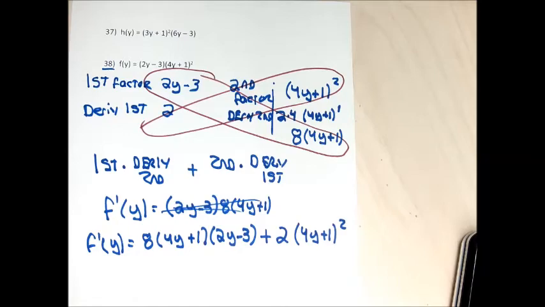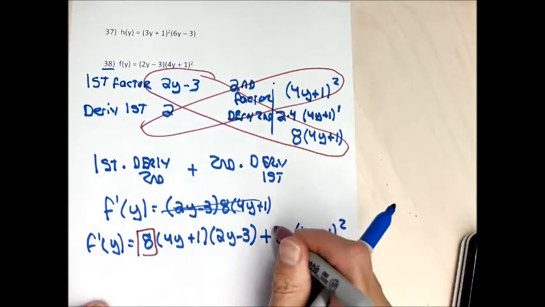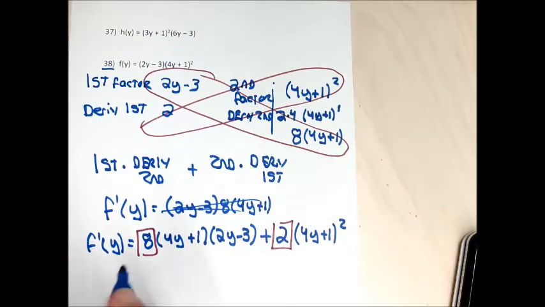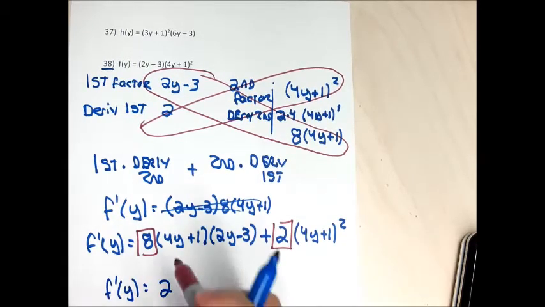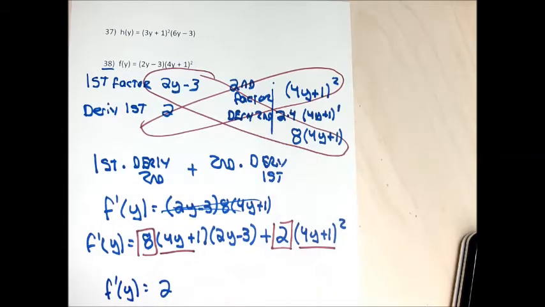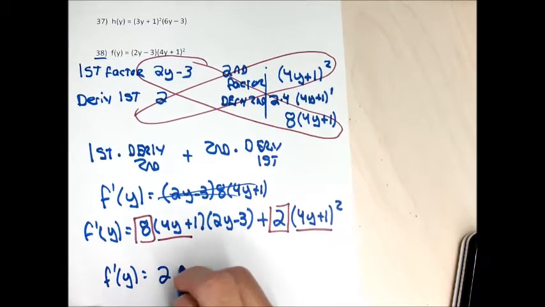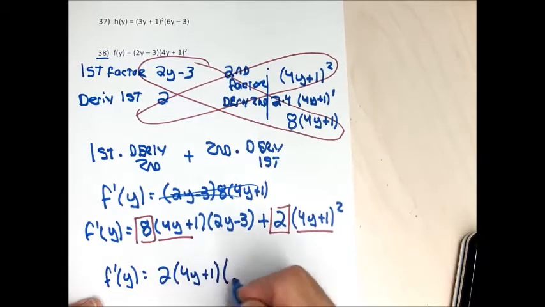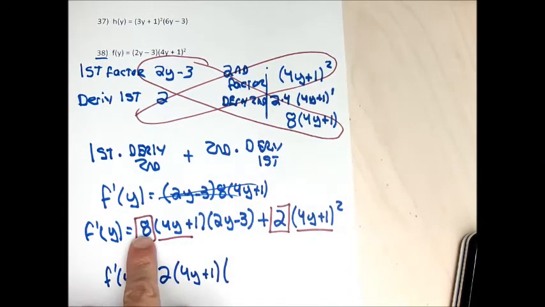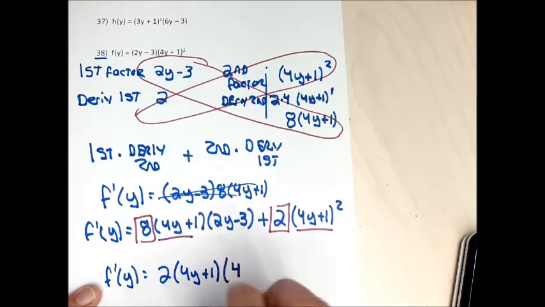Now common factor. Between this 8 and this 2, there's a common factor of a 2. Between this 4y plus 1 and that 4y plus 1 squared, there's a common factor of 4y plus 1. It's the smaller of the exponents. Now I'm going to figure out what's left. From this 8, when I factor out a 2, I'll divide the 8 by 2 and get a 4. I'll be left with a 4. This 4y plus 1 I factored out completely. And that 2y minus 3 I haven't dealt with. I'm going to leave it in a parentheses.